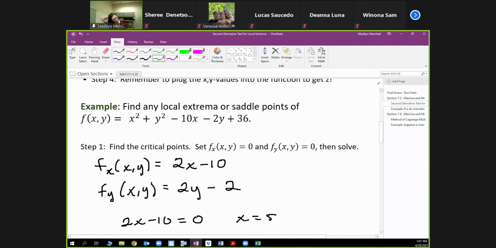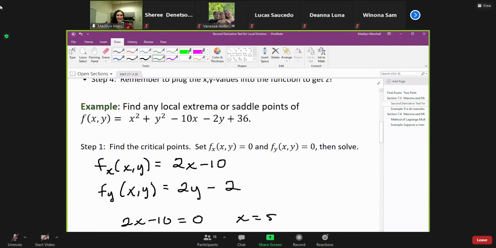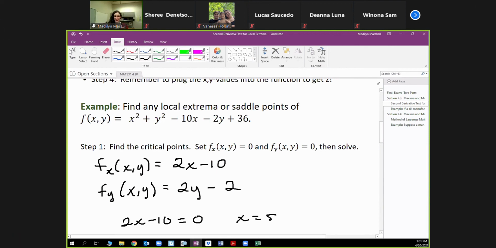A saddle point, I'm pretty sure the book doesn't include the Z value for saddle points in the solutions in the back of the book. However, I think that they should still be found. So it's still relevant. A saddle point is not an extrema, but it's still an XYZ point on the graph.